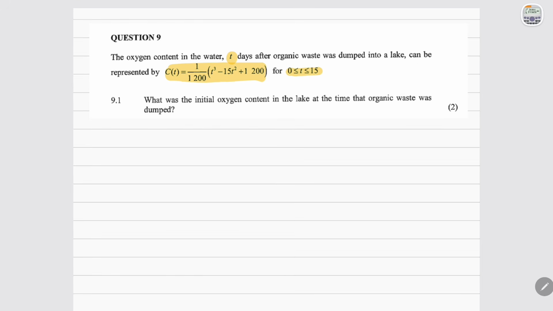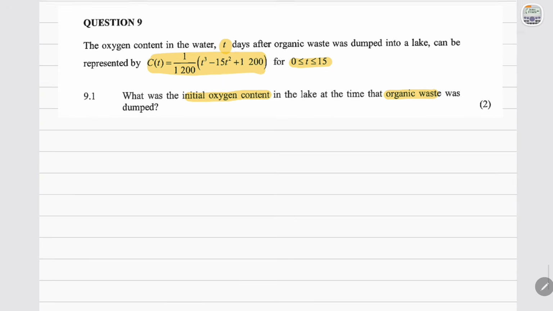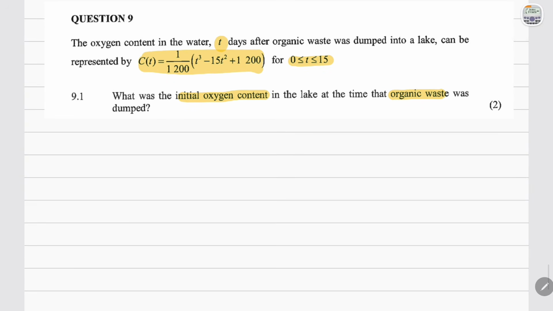Question 9.1: what was the initial oxygen content in the lake at the time the organic waste was dumped? Think about it like this. We are monitoring the oxygen level from 0 to 15 days. On the day that the waste was dumped into this lake, this would be day 0, because no amount of days have passed yet. We can't call it day 1 because then you're saying 1 full day has passed. So we're simply going to take this, and this is specifically where t is equal to 0.